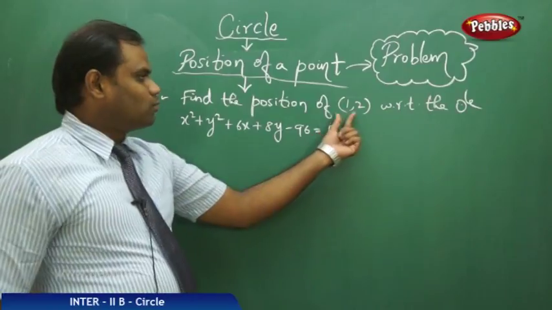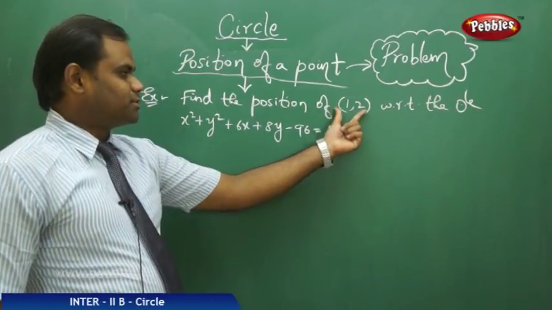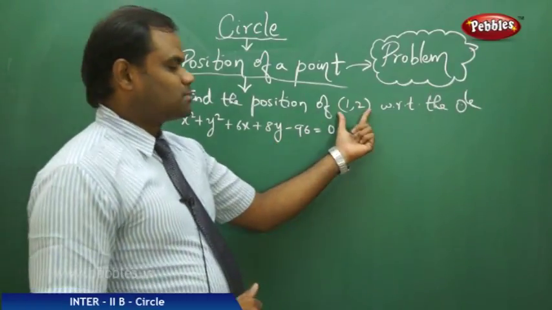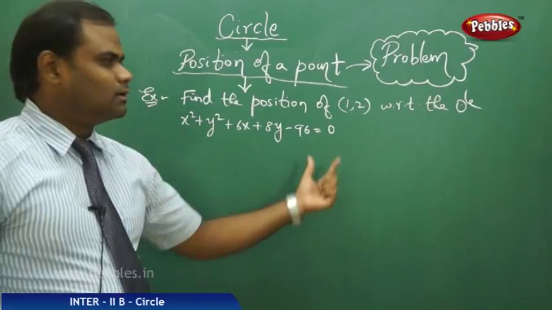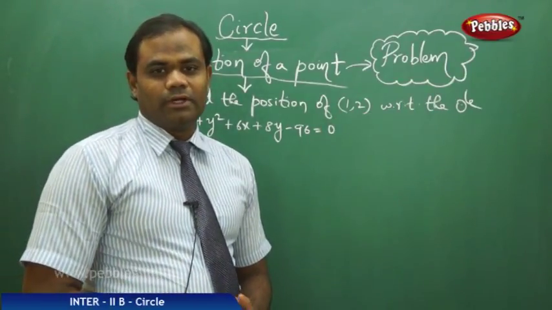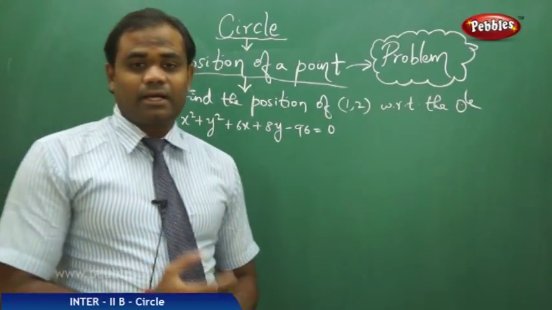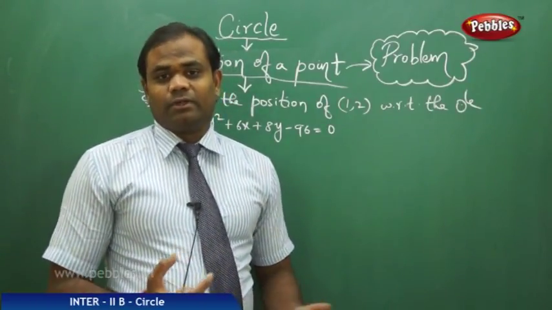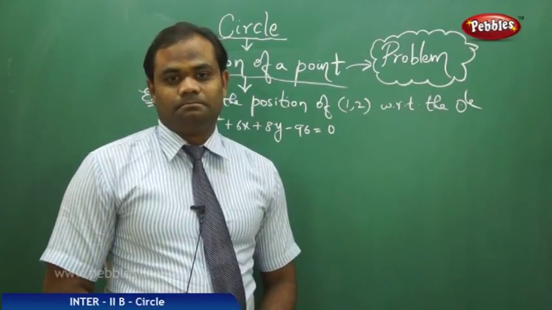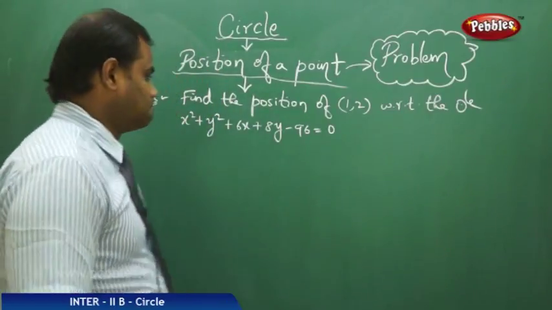Now I have a point (1, 2) and this circle. I want to find the position of this point with respect to the circle. That is, I want to find whether this point lies inside the circle, on the circle, or outside the circle. Therefore, it is essential that I find S11, and then the sign of S11 will decide whether the point lies inside, on, or outside the circle. So let's see how we can find it for this problem.